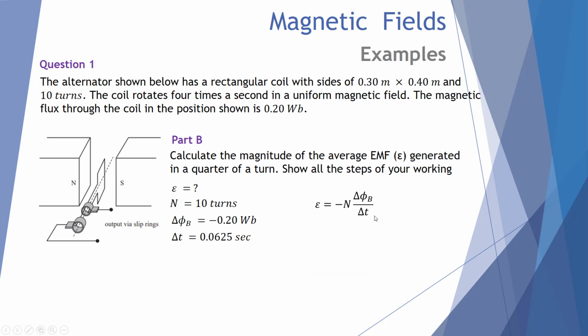So here's our equation to work out the EMF. So the negative goes in, number of turns is 10, the change in flux was minus 0.2, and the delta T for a quarter rotation was 0.0625 of a second. Multiply those together, that works out an average EMF of 32 volts.